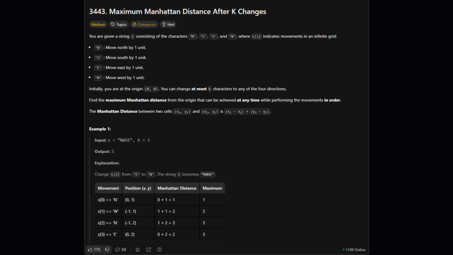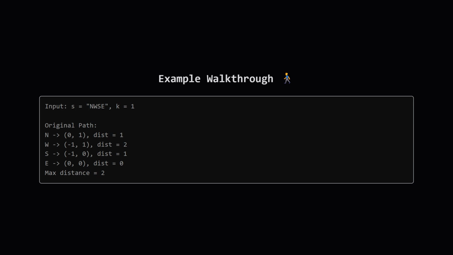The goal is to find the biggest Manhattan distance we can get from the starting point at any moment during our walk. And just as a reminder, the Manhattan distance is simply how many steps you'd take horizontally plus how many steps you'd take vertically to get from the start to your current position. Let's walk through the example to see what this means.